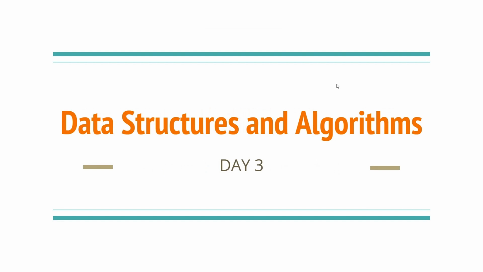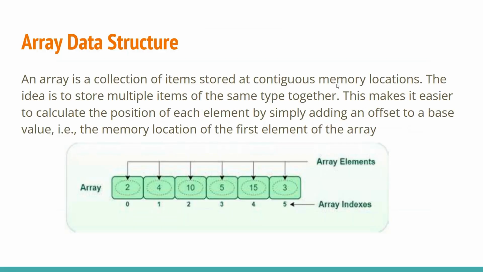Today we will see data structures and algorithms day 3. Array data structure. An array is a collection of items stored at contiguous memory locations. The idea is to store multiple items of the same type together. This makes it easier to calculate the position of each element by simply adding an offset to a base value, the memory location of the first element of the array.